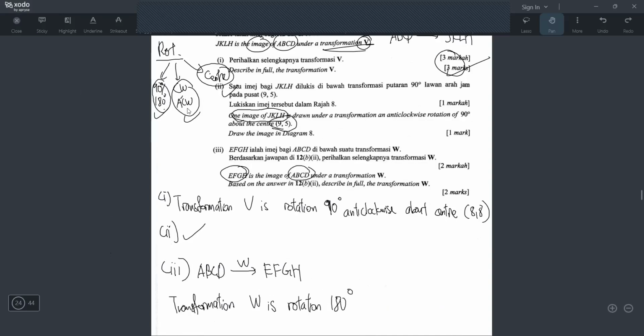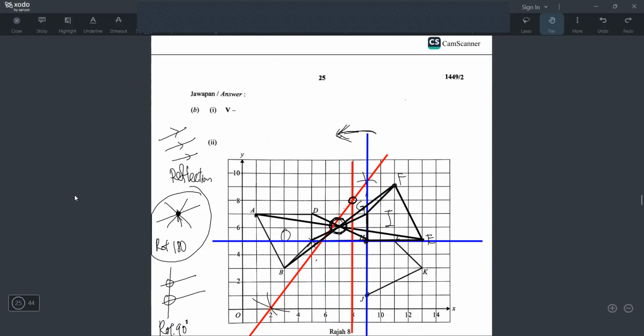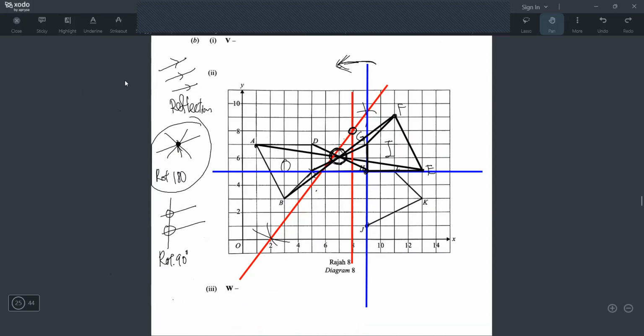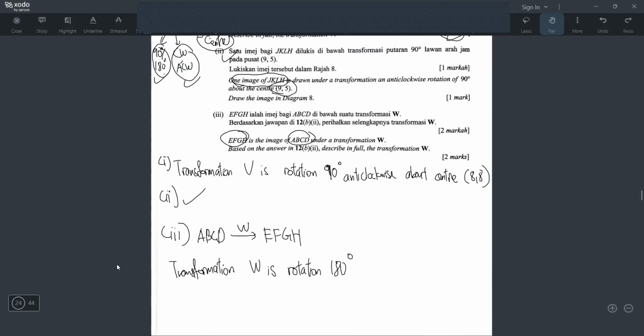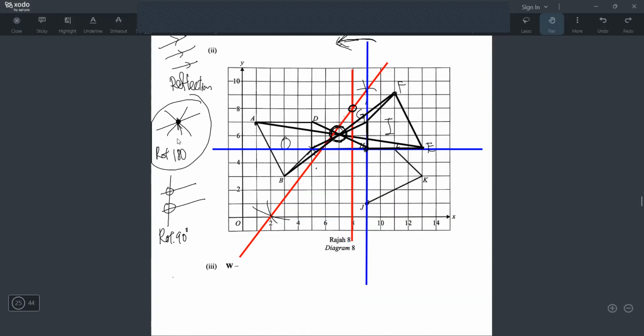And you also have to write clockwise, anti-clockwise, and the center, right? And let me tell you, for 180 degrees, clockwise or anti-clockwise is not important. Because imagine, where's your center? First of all, where is the center of rotation? You don't need a compass, right? Because if it's 180 degrees, the center is automatic here already.